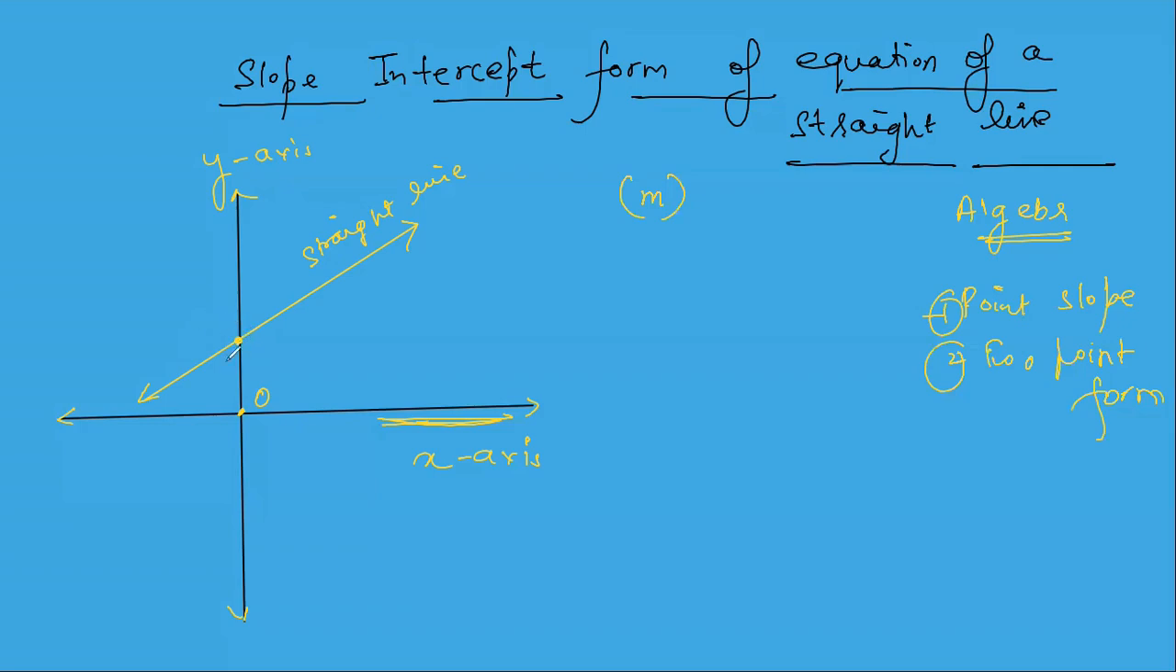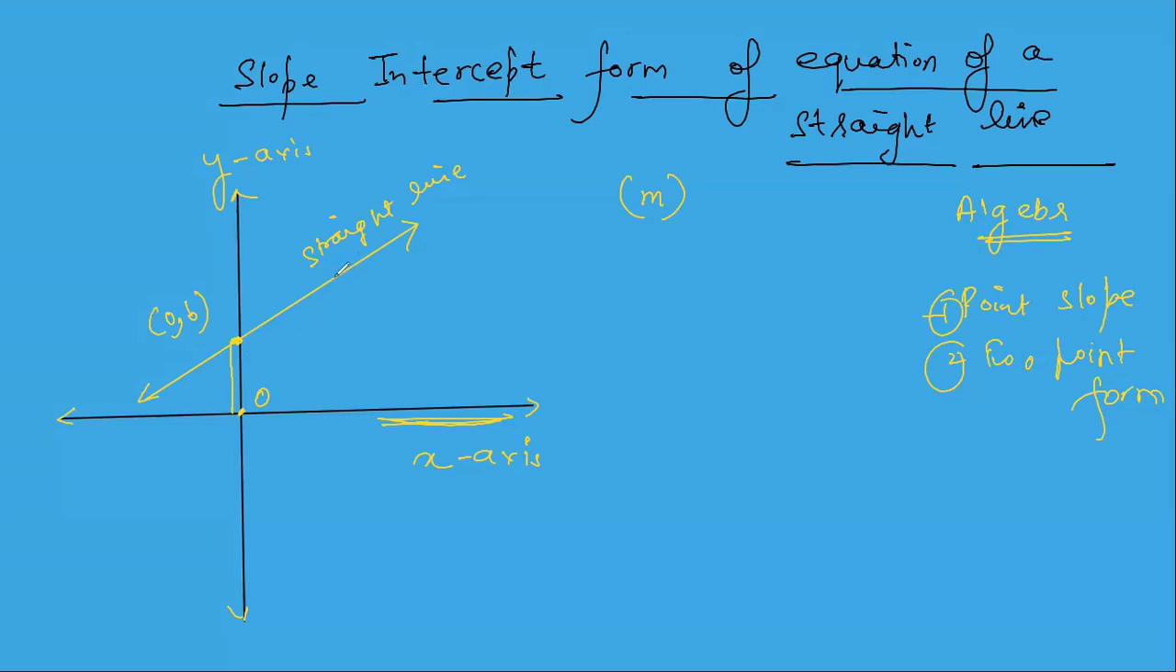We know that whenever we have a point on an axis, if it is on the y-axis, then x is 0. If it is on the x-axis, then y is 0. So we have some value of y. Let's say this point is B. The ordinate of this particular point is B. So this distance we have taken as B, right?